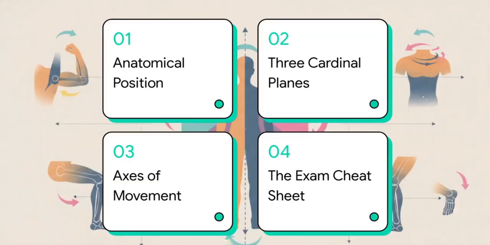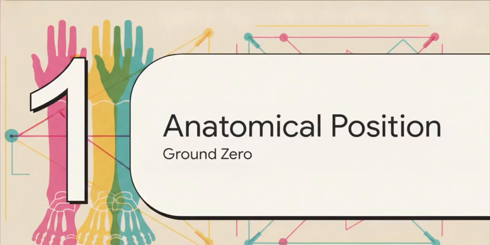We'll start with ground zero, anatomical position, move into the three cardinal planes, then tackle the axes of movement, and finish up with a really handy exam cheat sheet. All right, Section 1: Ground Zero, Anatomical Position.